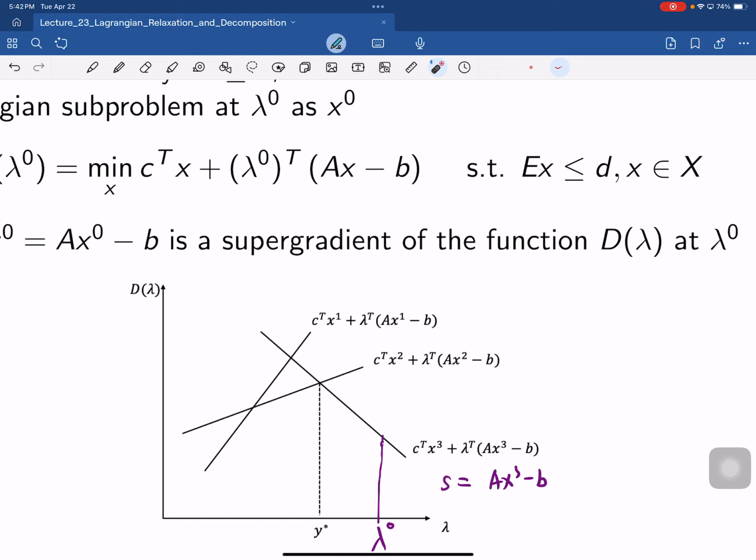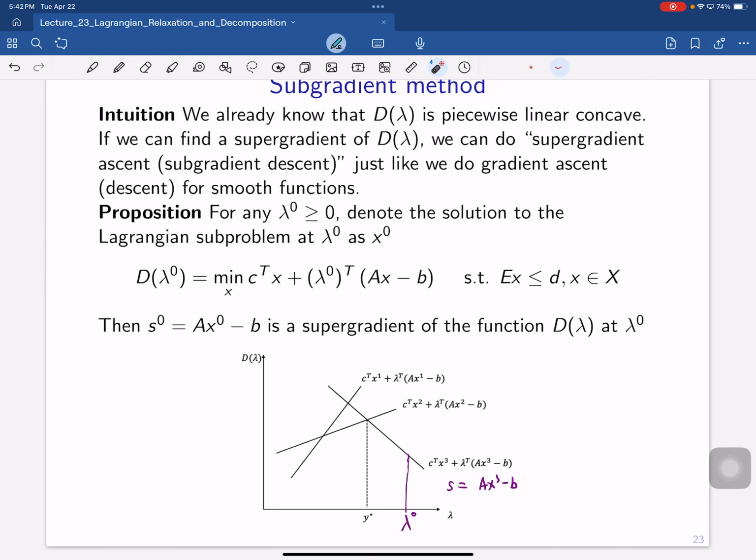So if our lambda 0 is actually where our y star is, then it could be degenerate at this point, either ax2 minus b or ax3 minus b. They are both subgradients. Okay. So the argument here is at any given point lambda 0, the corresponding ax0 minus b is a subgradient of the function d lambda.